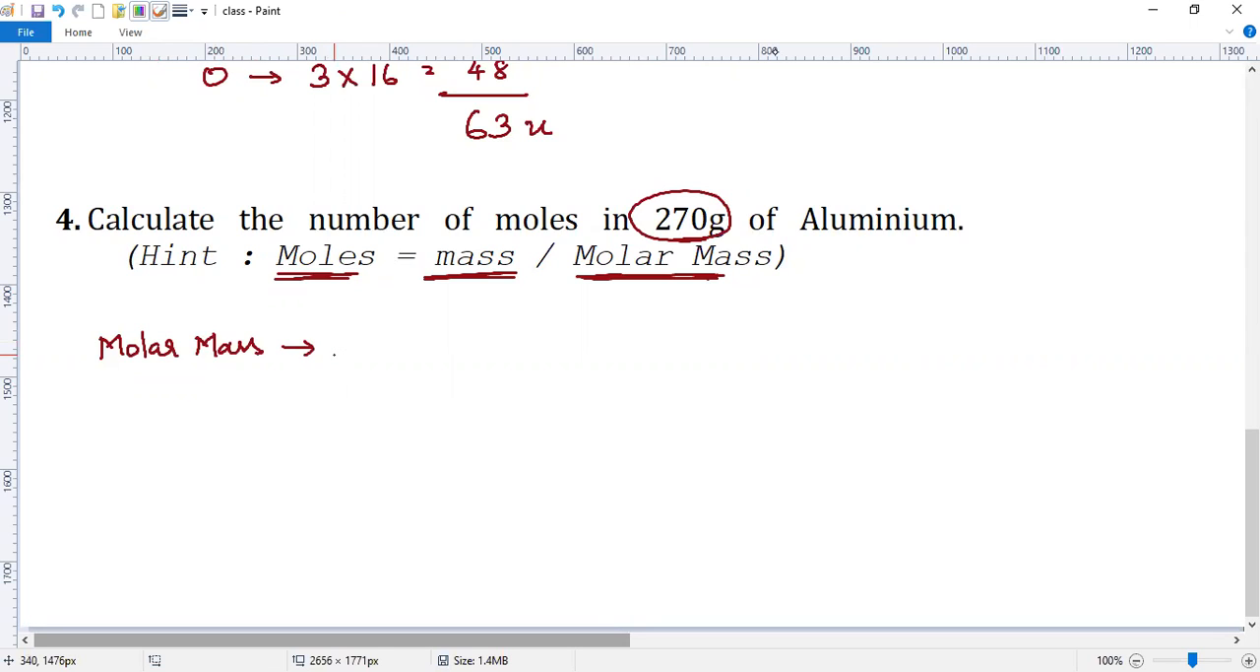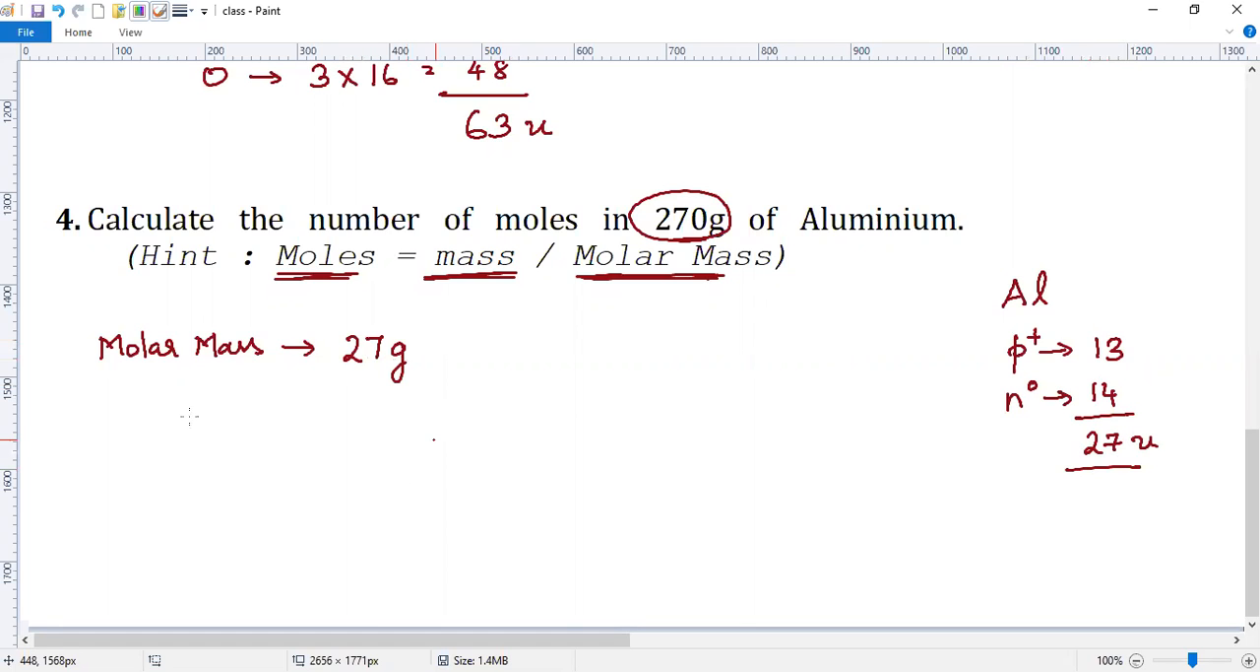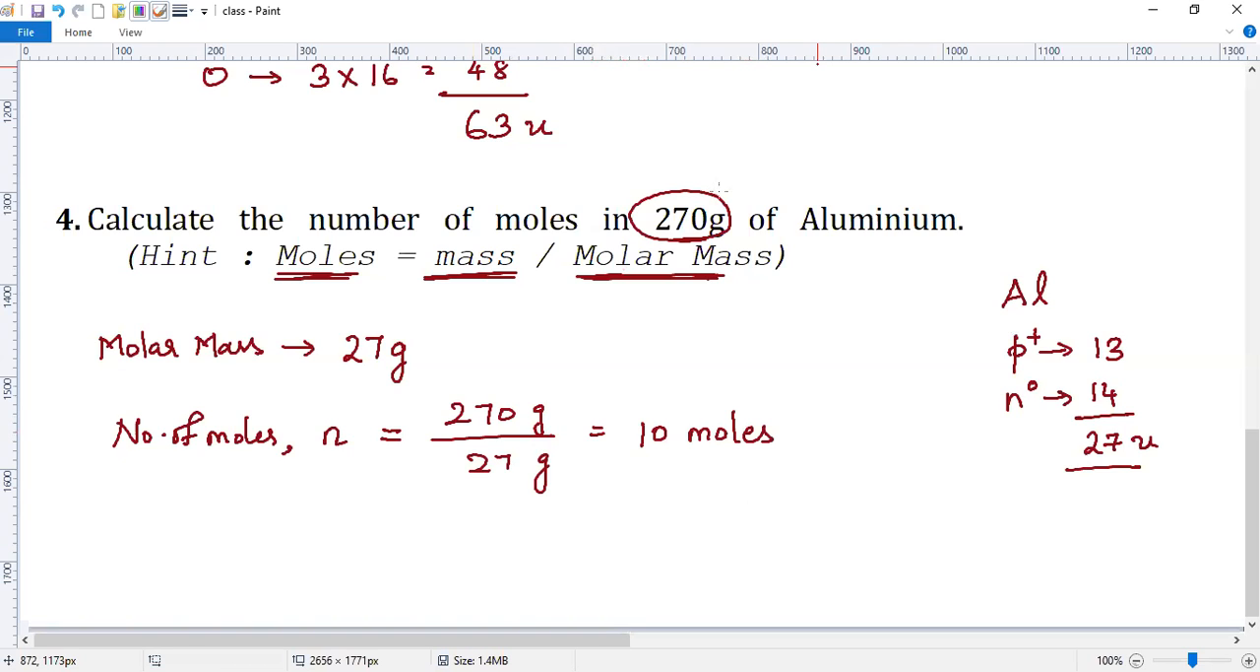What is the molar mass of aluminium? Do you know the molar mass of aluminium? See, for aluminium, the number of protons is 13 and number of neutrons is 14. So totally 27. So approximately 27 u will be its atomic mass. So molar mass will be 27 stated in grams. Number of moles, you can even denote it by small m. Number of moles is equal to given mass, which is 270 gram, by molar mass, which is 27 grams. So what will be the number of moles? It will be 10 moles. Getting this part?